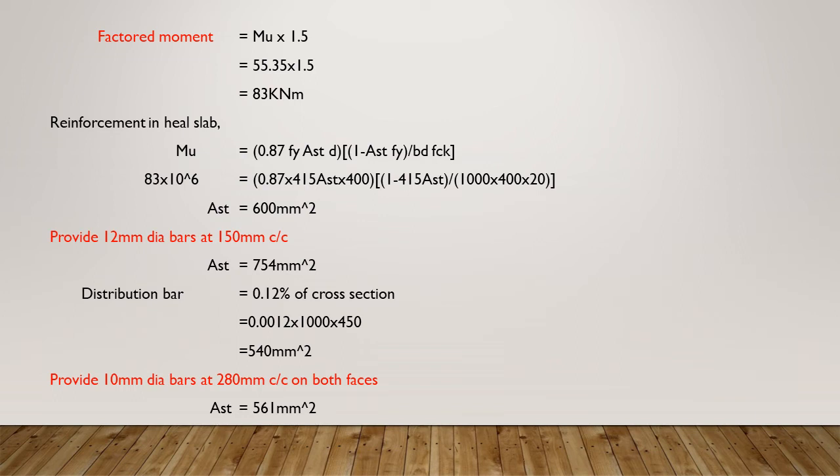So we need to find out the spacing values. For the spacing of 12 mm dia bars, we can provide 12 mm dia bars at 150 mm center to center distance. Then Ast is equal to 754 mm square. Then the minimum distribution reinforcement, with the same formula, is 0.12 percent of the cross section. We know the cross section is 1 meter into 0.45. So Ast is equal to 540 mm square. We also need to find the spacing for the minimum distribution reinforcement. So provide 10 mm dia bars at 280 mm center to center distance on both faces. So Ast is equal to 561 mm square.